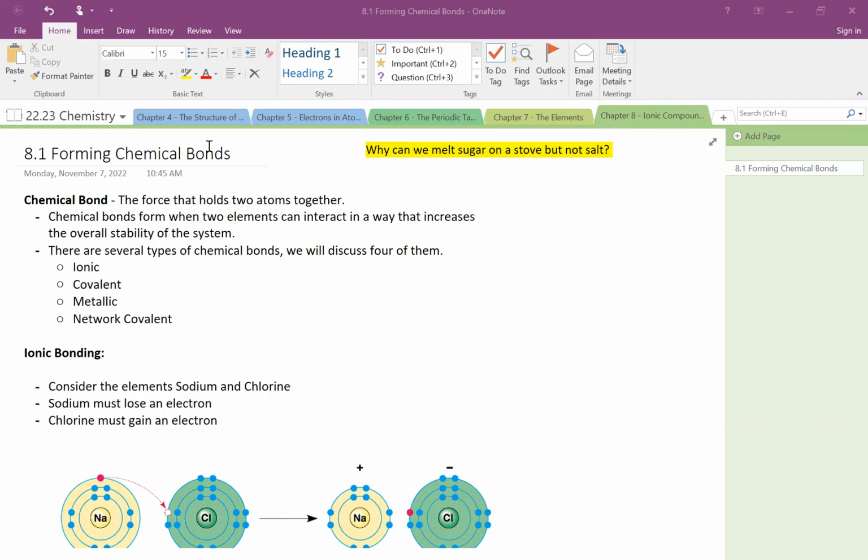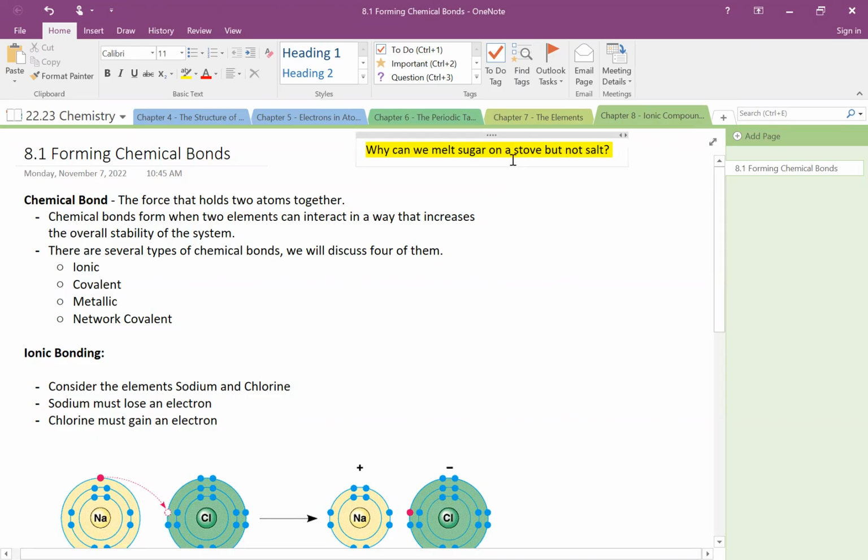So section 8.1 focuses on general formation of chemical bonds, of course, with the lens of ionic bonding. For this unit, I have a pretty interesting question I'd like you to consider. Why can we melt sugar on a stove but not salt? In order to answer this question, we actually need to understand how the atoms in a sugar molecule versus the atoms in a formula unit of salt are held together.